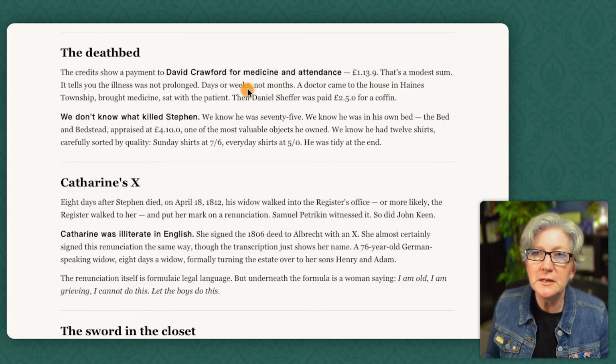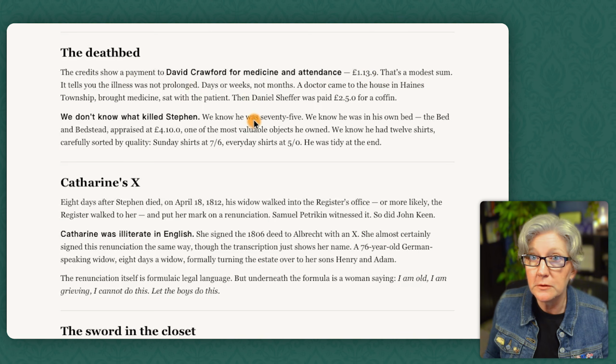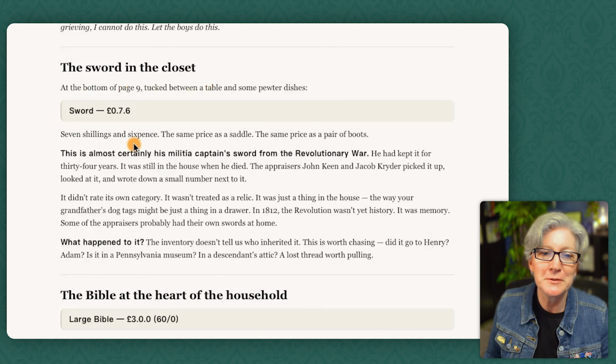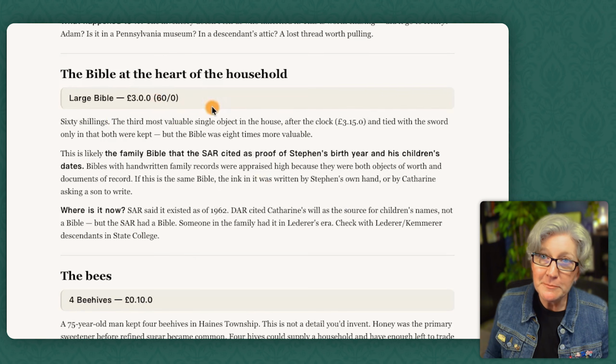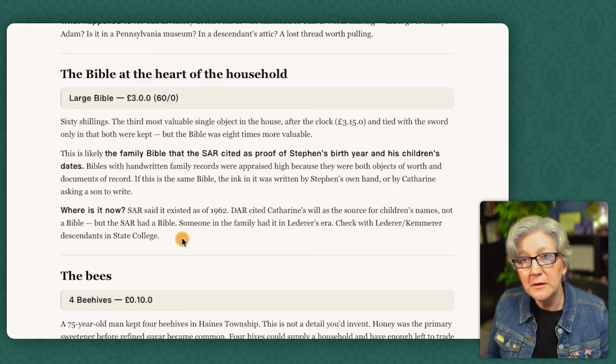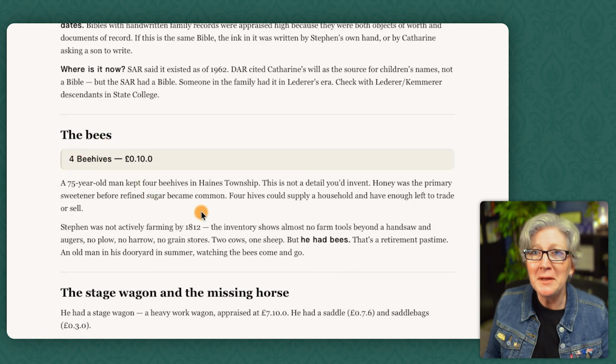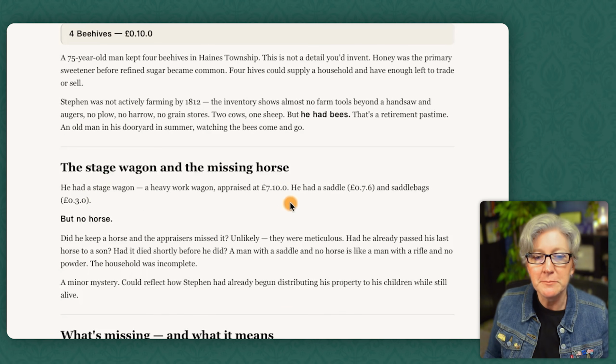Claude made this really interesting observation about medicine and that it was a modest sum, so he wasn't sick very long. Catherine was not literate in English. Fascinating detail of the sword in the closet. So it was most certainly his militia captain's sword from the Revolutionary War. The Bible was sold, likely the family Bible. And where is it now? Claude wants to know. I want to know. Don't we all want to know? The bees, he had beehives, a stage wagon, but a missing horse.